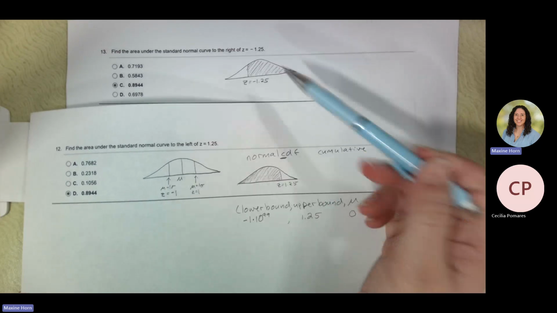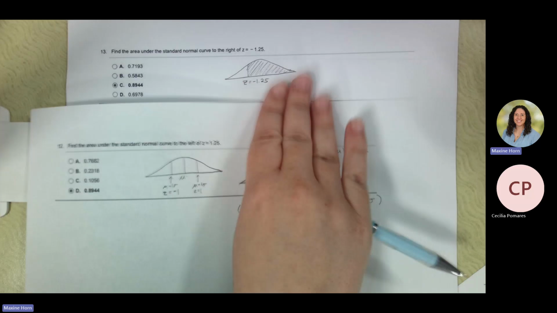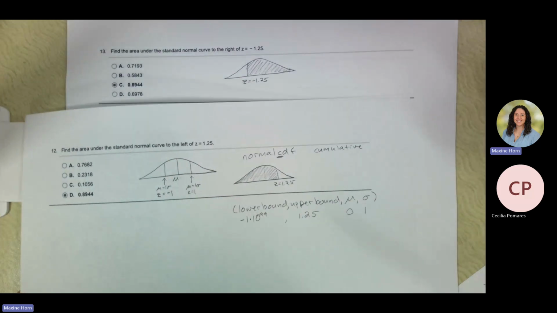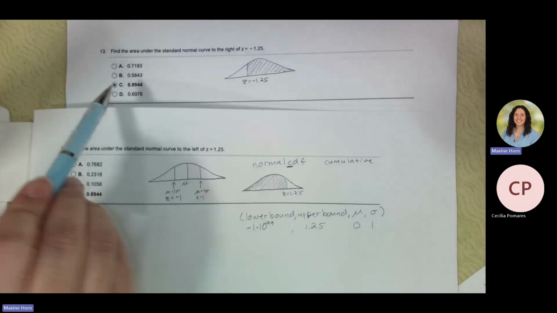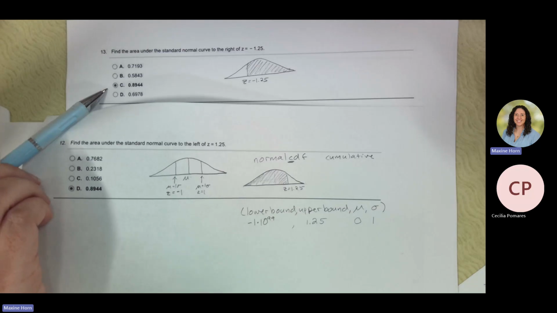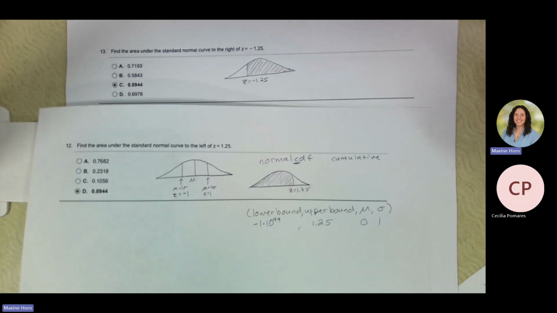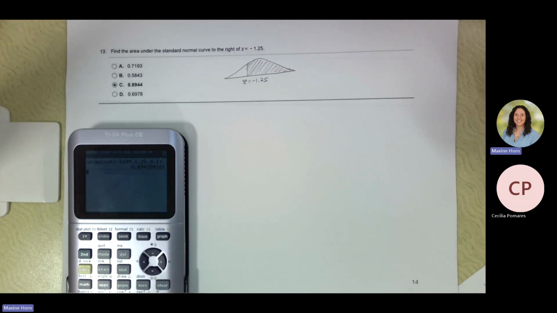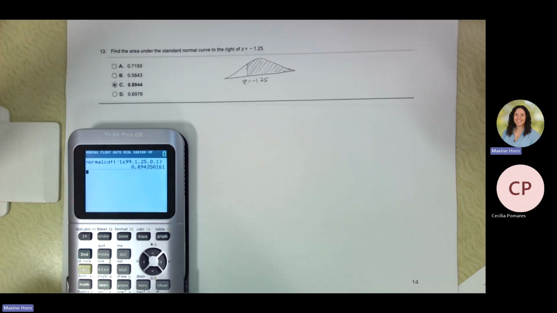It's the exact same area. It's just on the right side versus on the left side. So you'll notice the answer is exactly the same. Now, let's say you didn't notice that. That's okay. You could still plug it into the calculator the way that we have been, right?